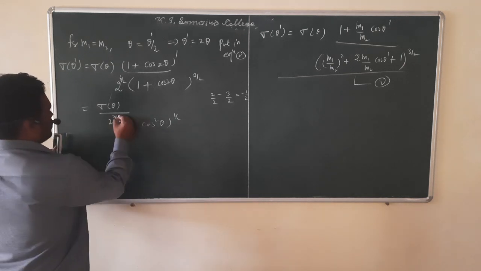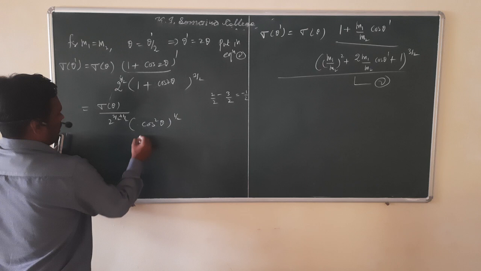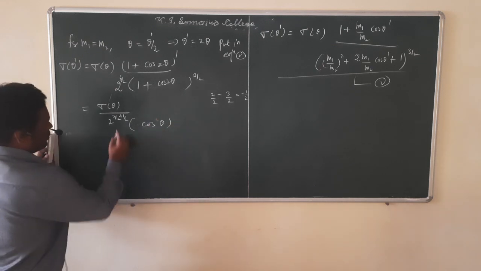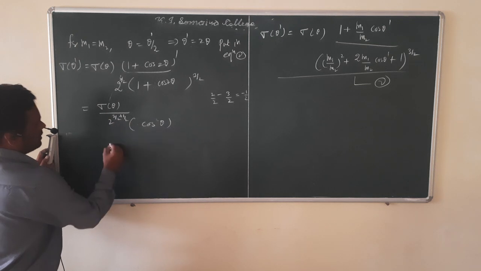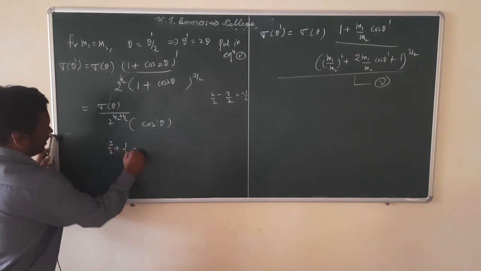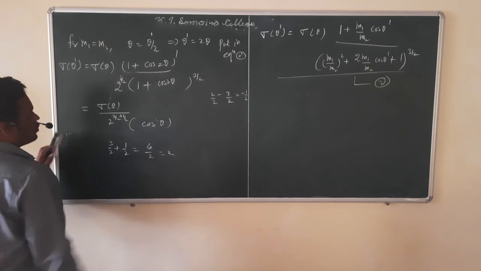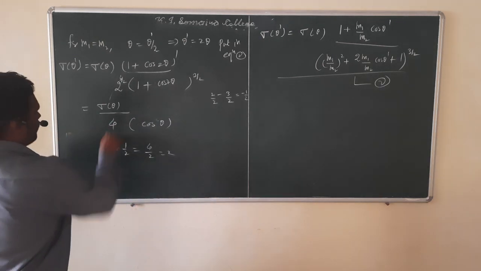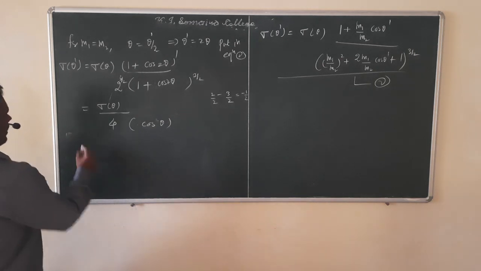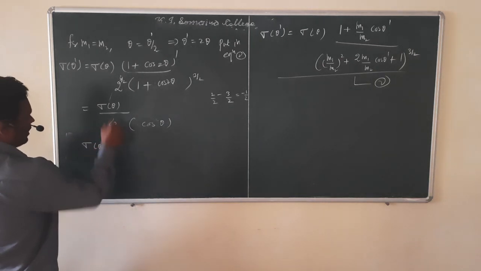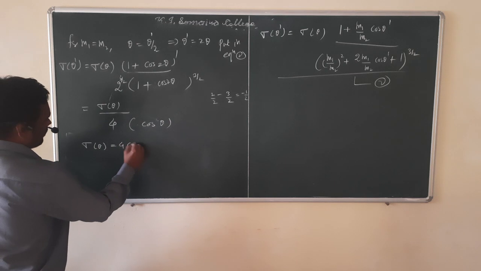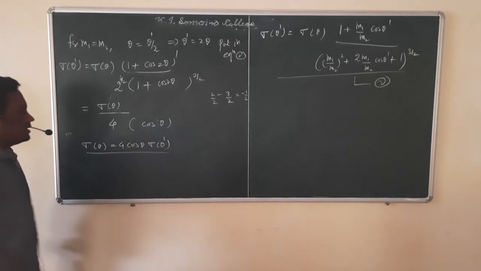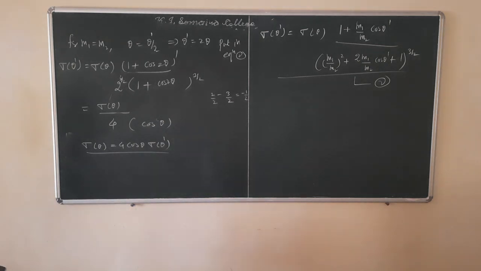So 2 raised to 3 by 2 plus half, and cos square theta raised to half is nothing but cos theta. So 3 by 2 plus half is nothing but 4 by 2, which is 2, and 2 raised to 2 is 4. So we get the relation sigma theta is equal to 4 cos theta into sigma theta dash. So this is the relation for m1 is equal to m2.